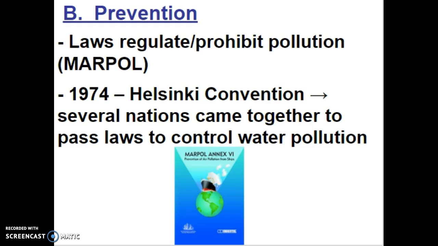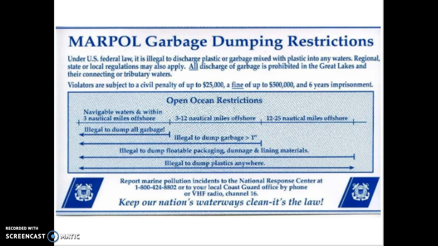In the mid-70s, there was a push to keep our waterways clean, in particular because of the destruction of marine habitats due to pollution near shorelines. The organization that developed laws regulating and prohibiting pollution is MARPOL, which is a shortened version of marine pollution. They developed some international laws that could control water pollution at the 1974 Helsinki Convention. So this is an example of when and why it is not okay to dump garbage, and in particular plastic, in the ocean.